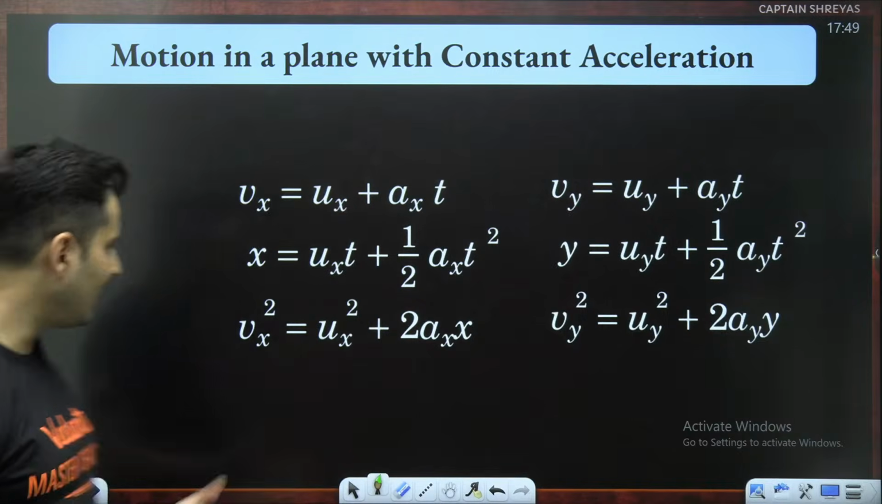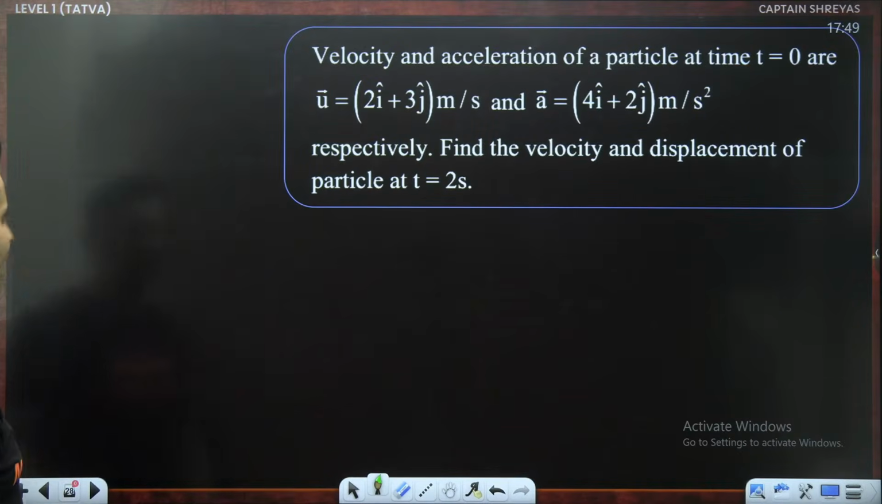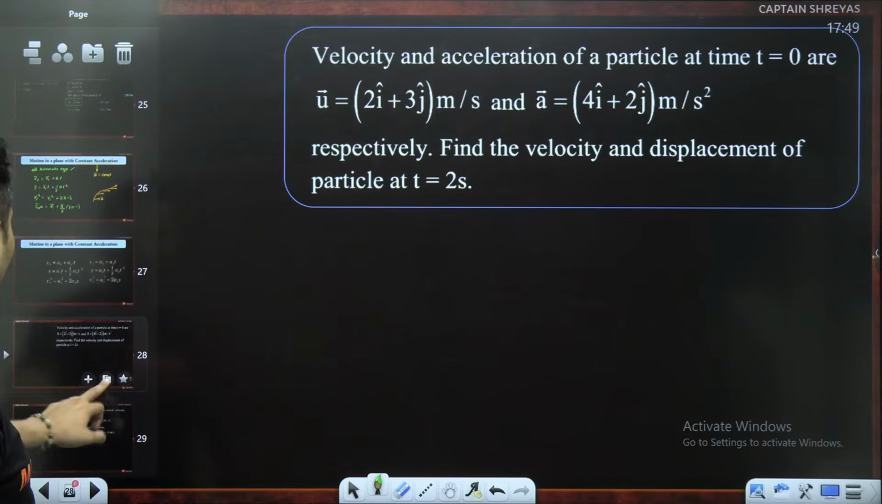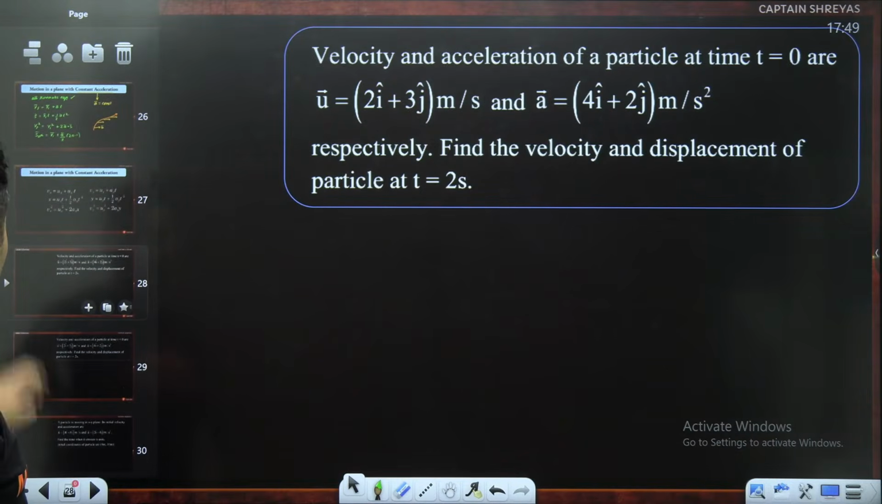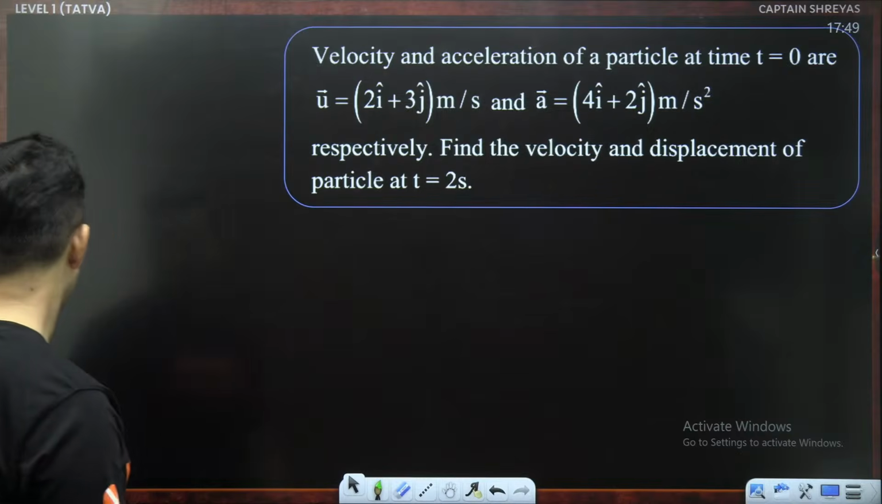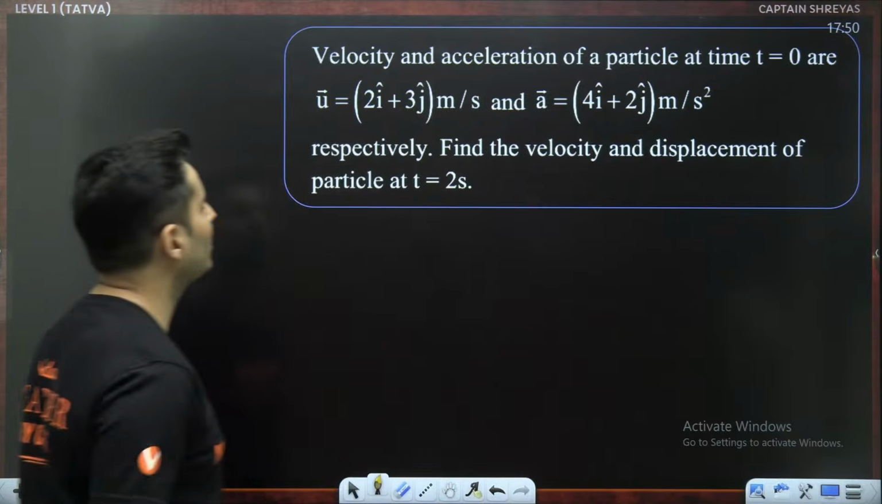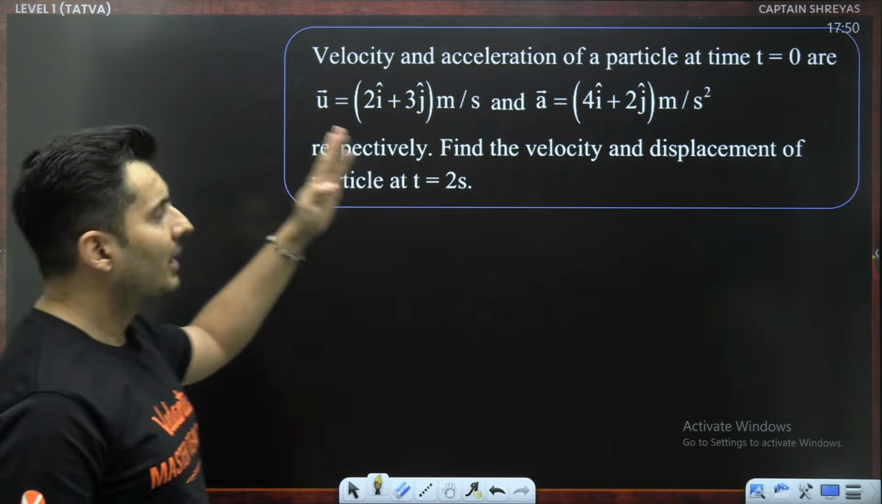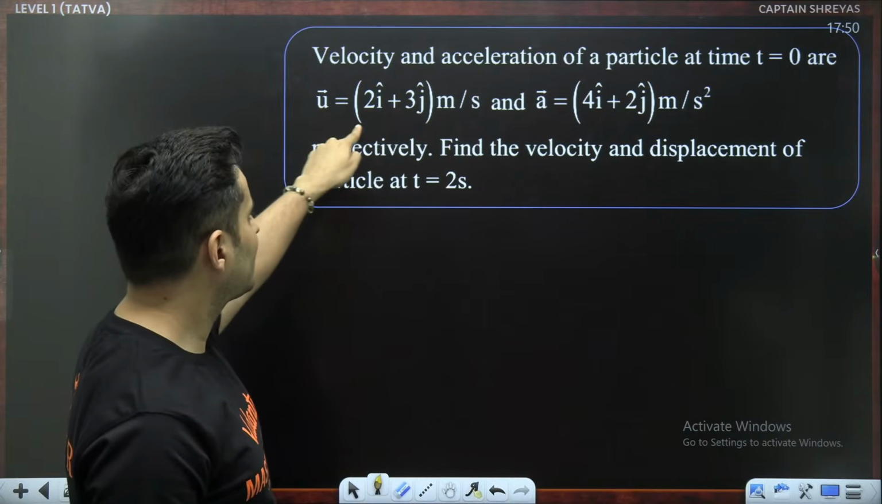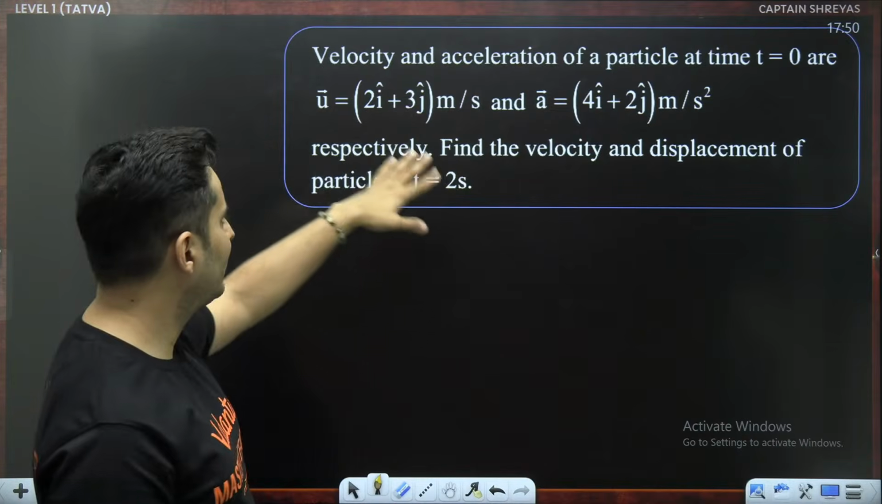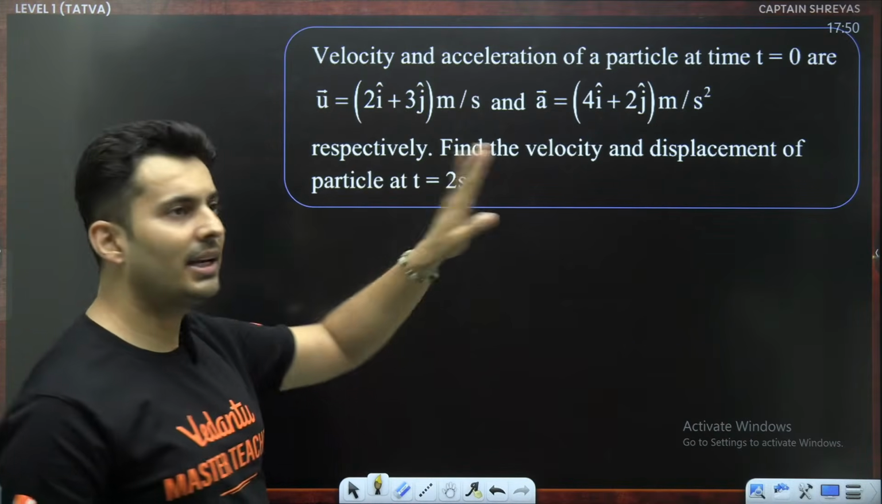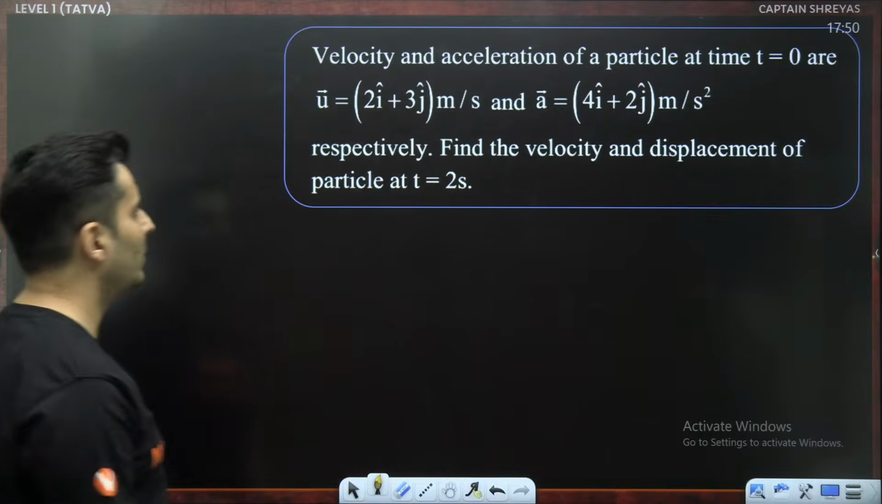Now, how exactly do I use it? For that, I have a question for all of you. Then we will be able to discuss it. Okay, so let's solve this particular question. Velocity at time 0 is this, and acceleration is constant. You can see. Find the velocity and displacement at 2 seconds. Let's try to do that.